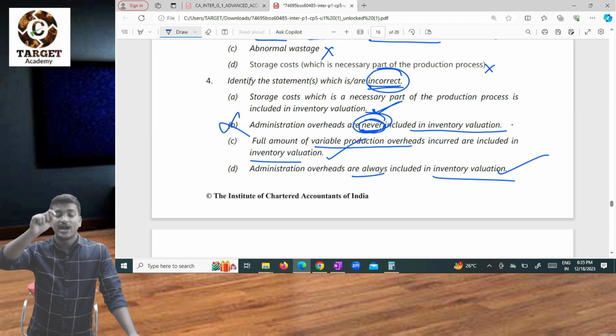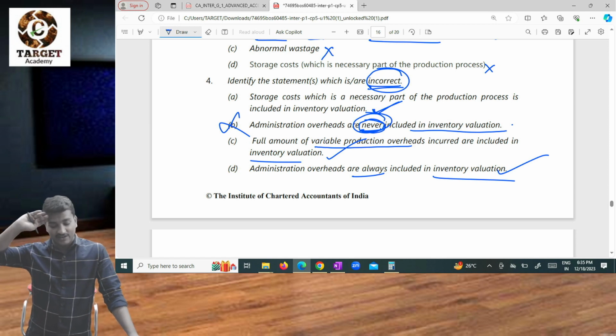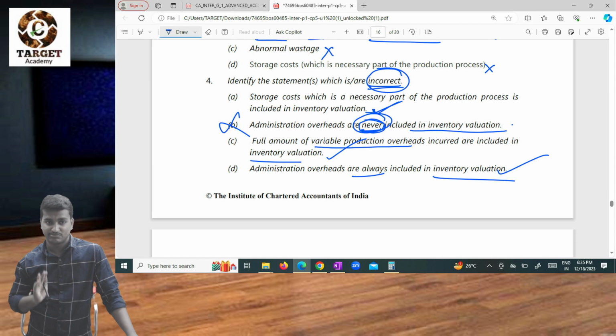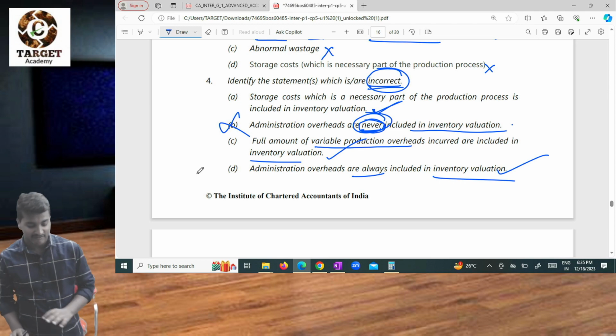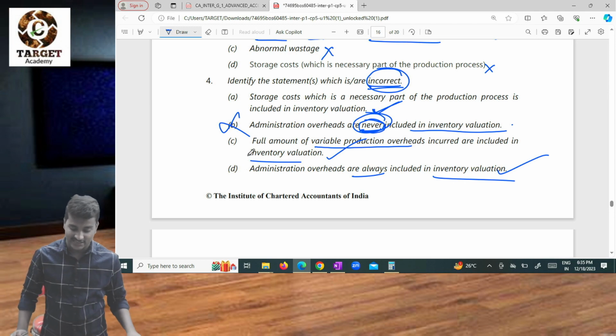Keep remembering, administration overhead will be included subject to some conditions. Okay, always included, sir. So never is incorrect; the other is a correct clause, that is the incorrect statement.